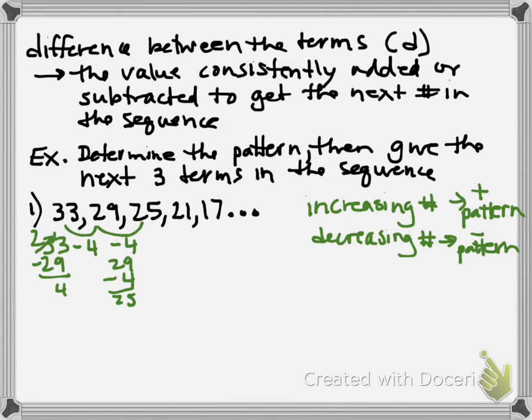But I've got to keep checking. If I take 25 and subtract 4, do I get 21? And the answer is yes. If I take 21 and subtract 17, I get 4. So what I've just discovered is the D. The D is the difference. In our case, it's a negative 4.